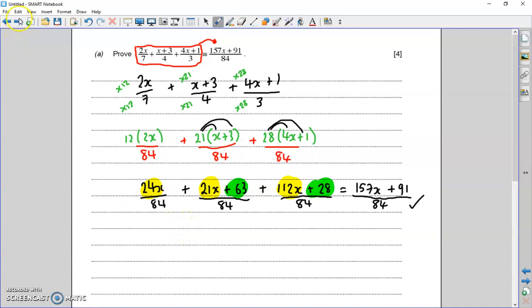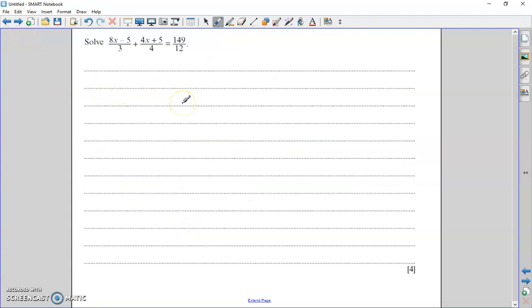Okay. Right, next one is more like what you get in the exam usually. So we've got three fractions, they've all got different denominators, 3, 4 and 12. Okay. Now this time you'll notice there's an equals there already because we're solving. We're actually going to get an answer at the end of this one, but the method is the same. These fractions, they've got to have the same denominator. We cannot do anything otherwise. So let's have a look. Let's rewrite it.